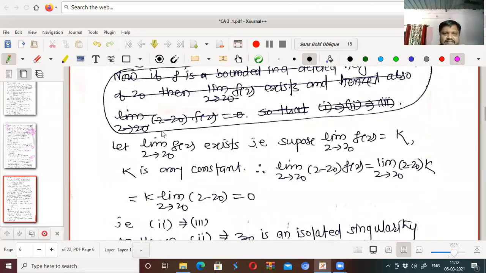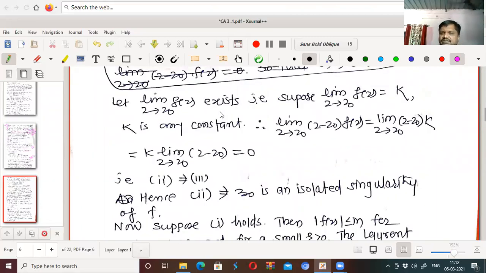Now, this is for the first part. Let the limit as z tends to z0 of f(z) exist. Suppose the limit as z tends to z0 of f(z) is equal to k. Conversely, you are taking k. Suppose this limit exists and that is equal to some k, where k is any constant. Therefore, the limit as z tends to z0 of (z minus z0) into f(z).